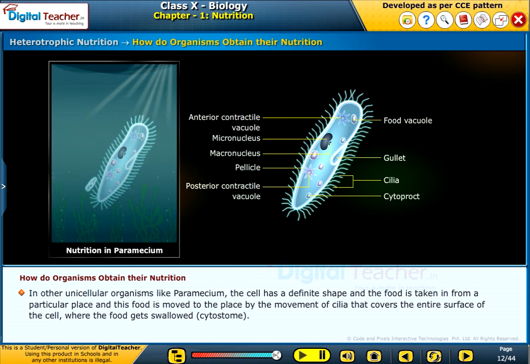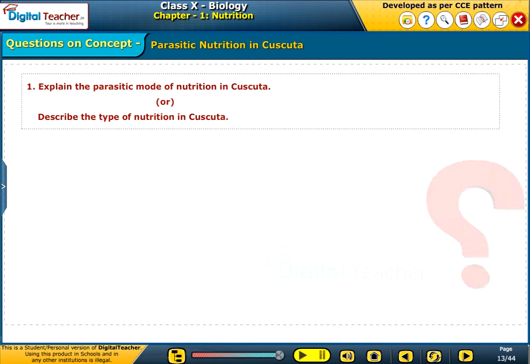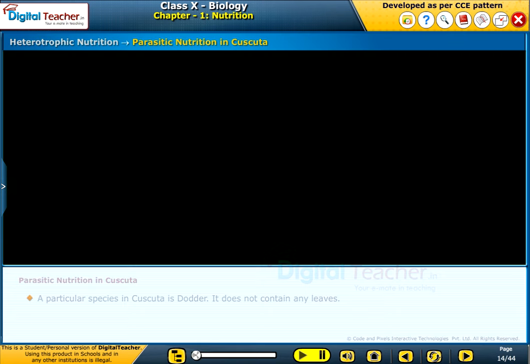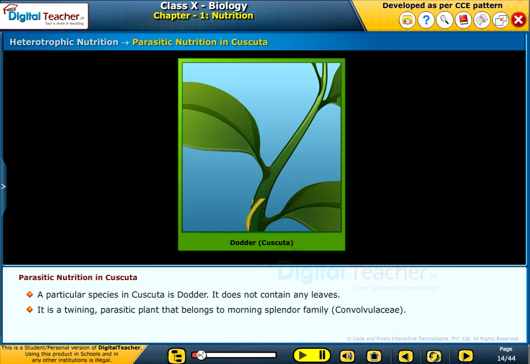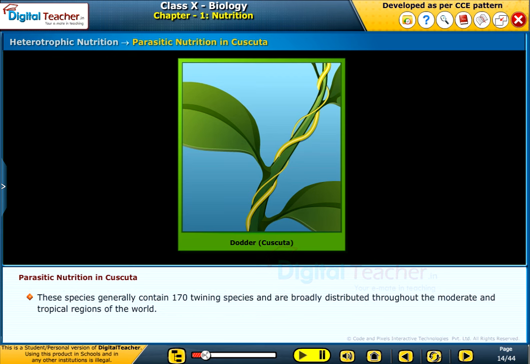Let us learn in detail about parasitic nutrition in Cuscuta. A particular species of Cuscuta is dodder. It does not contain any leaves. It is a twining, parasitic plant that belongs to the Morning Glory family. The genus generally contains 170 twining species and is broadly distributed throughout the temperate and tropical regions of the world.